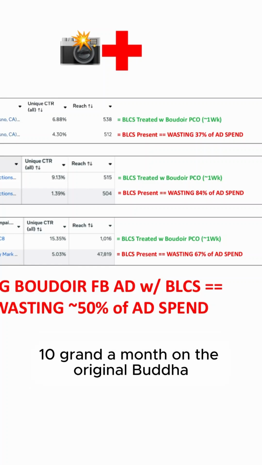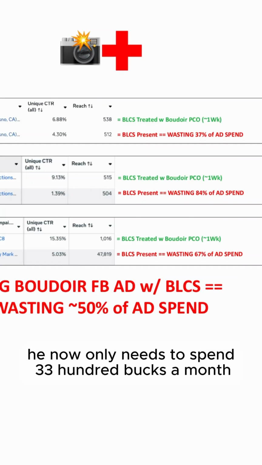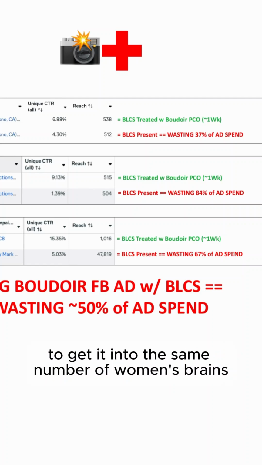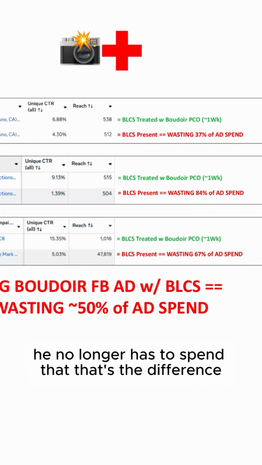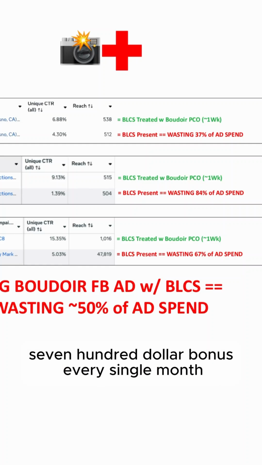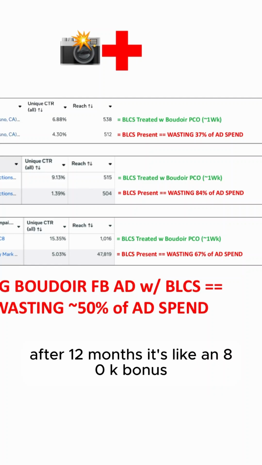So if he was spending 10 grand a month on the original Boudoir Facebook ad, then he now only needs to spend 3,300 bucks a month on the Boudoir Pico treated ad to get it into the same number of women's brains. So that's 6,700 bucks a month he saves. He no longer has to spend that. That's like a $6,700 bonus every single month. So after 12 months, it's like an 80K bonus.